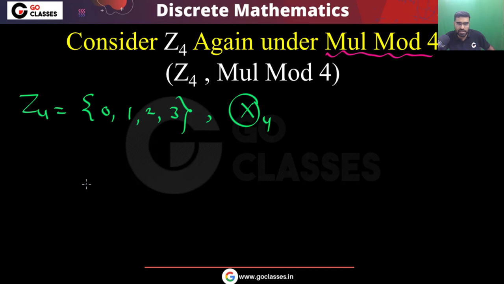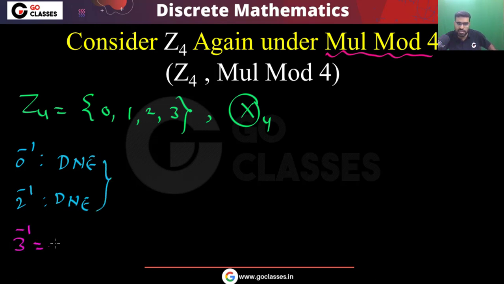But there is only one problem, that we don't have an inverse for 0 and 2. You can see that 0 inverse does not exist, and 2 inverse does not exist. Remember, 3 inverse is 3, and 1 inverse is 1. So these two elements, 0 and 2, are the problem. They do not have a multiplicative inverse.